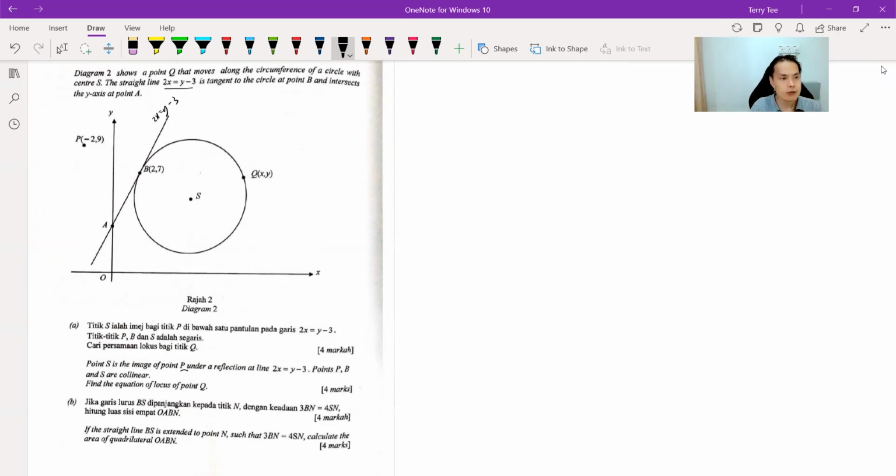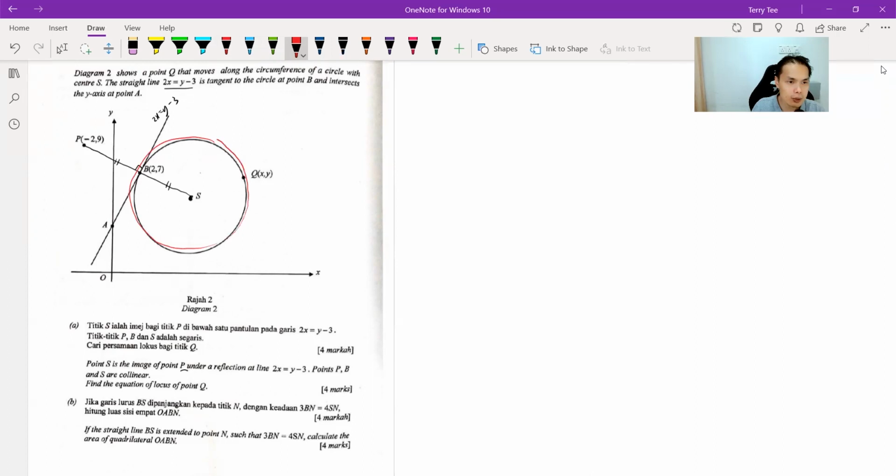So when you reflect over, we know that two things must happen. This must be 90 degrees and these two must be equal length, meaning B is the midpoint of PS. Now, given that points P, B, and S are collinear, three points lie on the same line, we are finding the equation of locus of Q. Q is the moving point along the circumference of the circle.